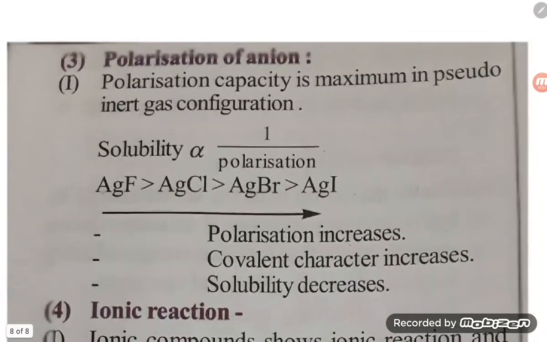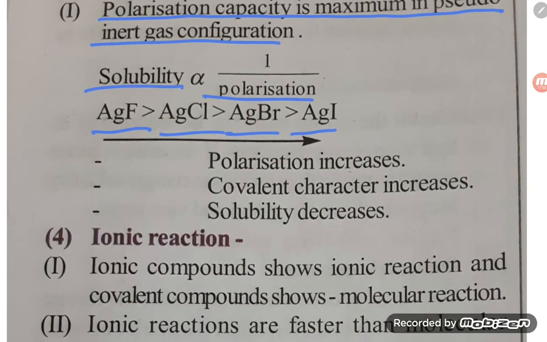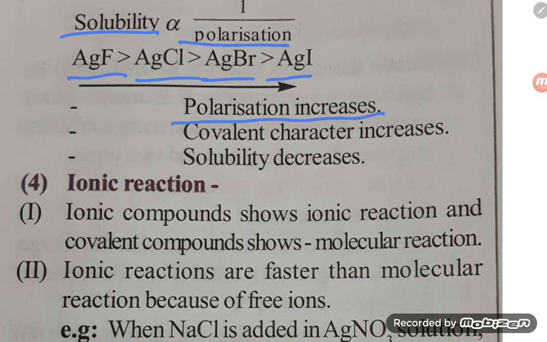Next point, polarization of anion. Polarization capacity is maximum in pseudo inert gas configuration. Solubility is proportional to 1 by polarization: AgF, AgCl, AgBr, AgI. Polarization increases, covalent character increases, solubility decreases.